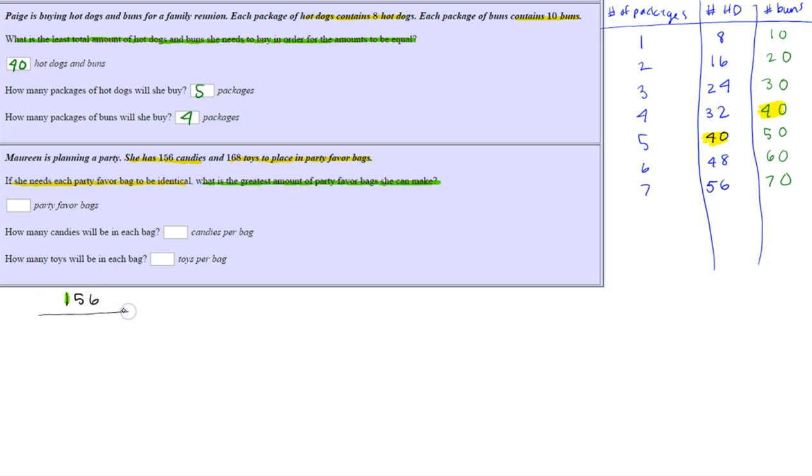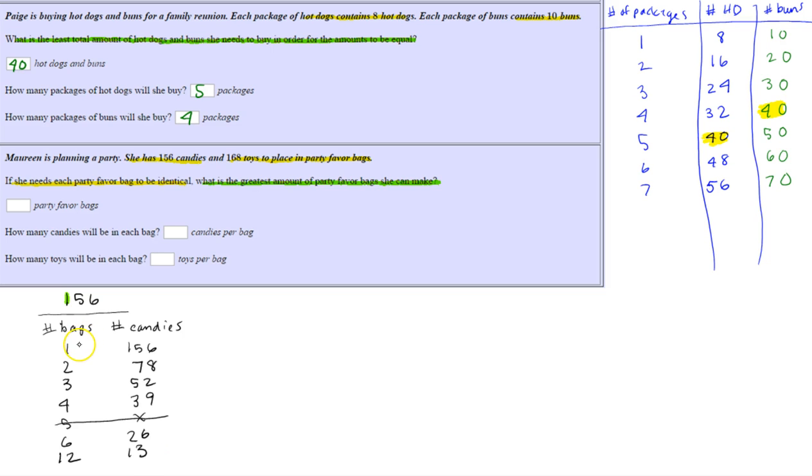156. Okay. So first, this would be the number of bags and this would be the number of candies per bag. So if we have one bag, that one bag would have 156 candies. Okay. If we have two bags, well, dividing 156 by 2, I know it goes in because this number is even. I'd have 78 candies per bag. Okay. So now I'm going to continue and find all of these.